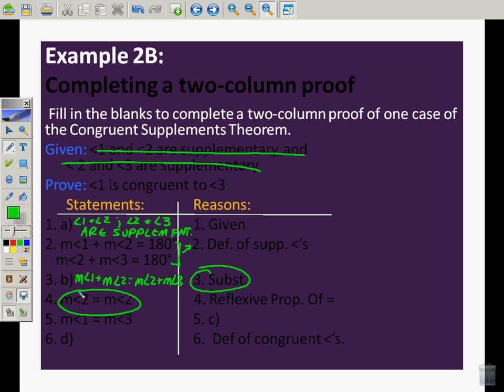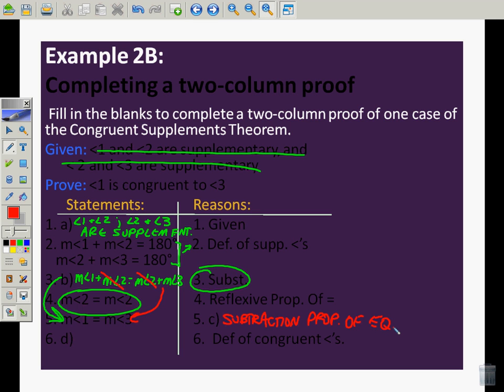How is this related to the previous lines? How do I go from here to here? I'm going to take away the angle 2 from either side to be left with this line. And so if I subtract the same thing from both sides, that's called the subtraction property of equality. Okay? I subtracted the same thing from both sides.